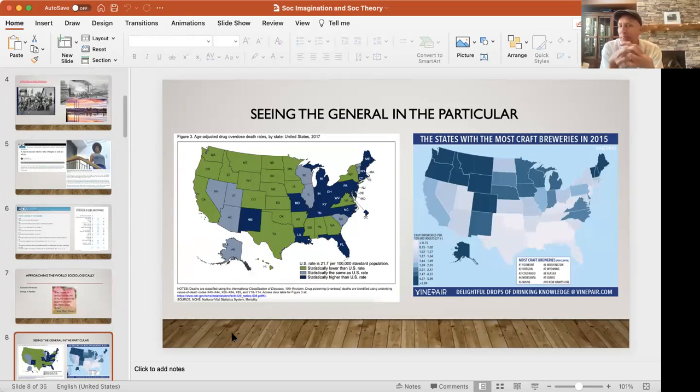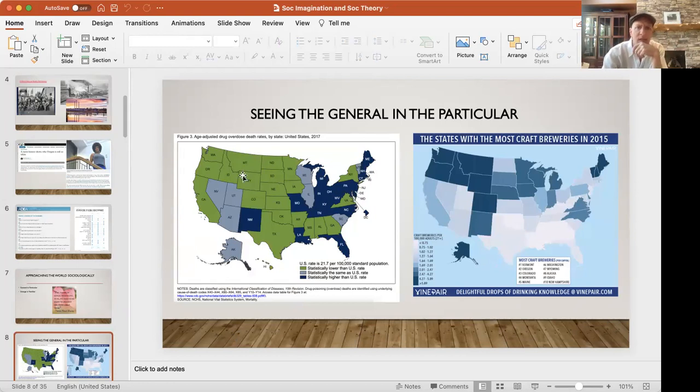Where do you find the most craft breweries? There's a pattern there, right? Where you kind of see this. Okay, well, why does the pattern exist? So if we establish patterns and identify them, it leads us to the next question of, well, where do those patterns come from? How long have they been there? What are the things that influence that pattern?